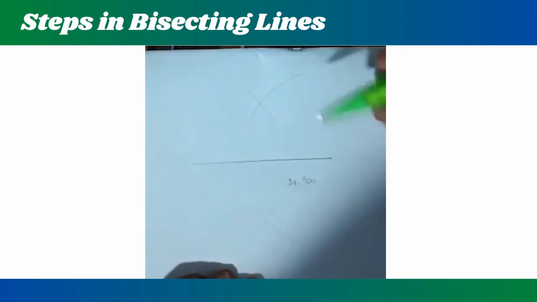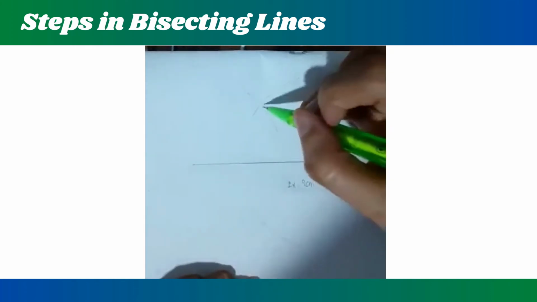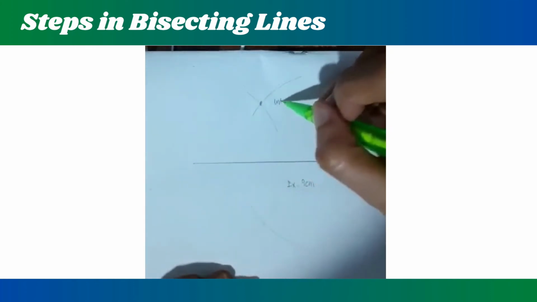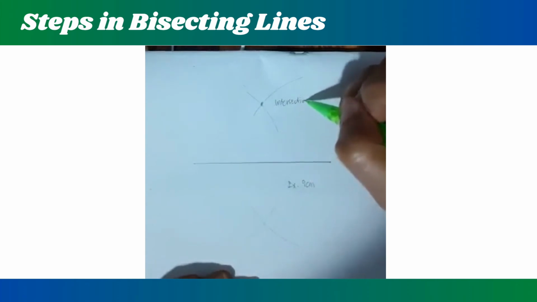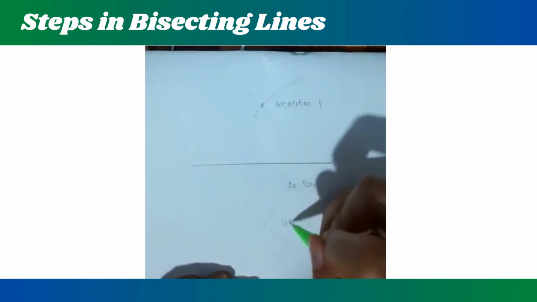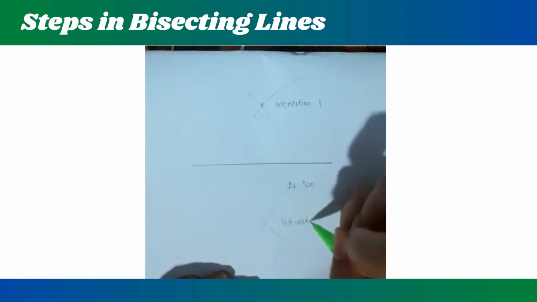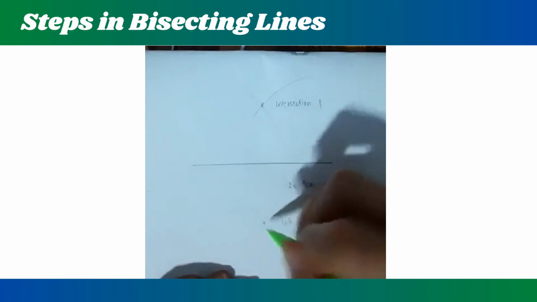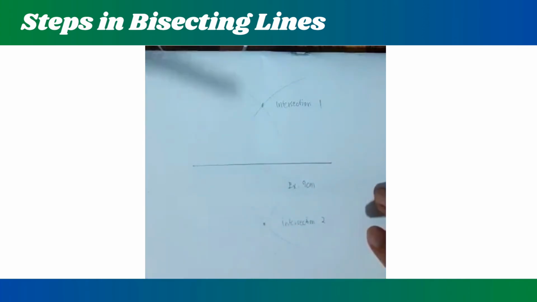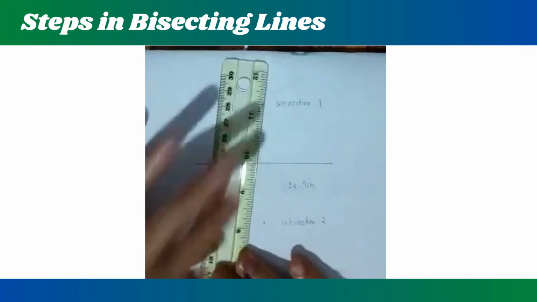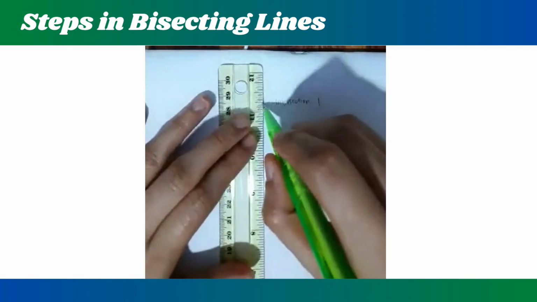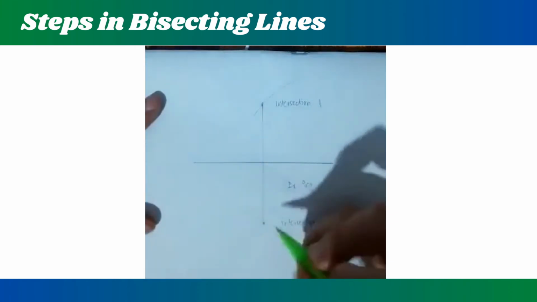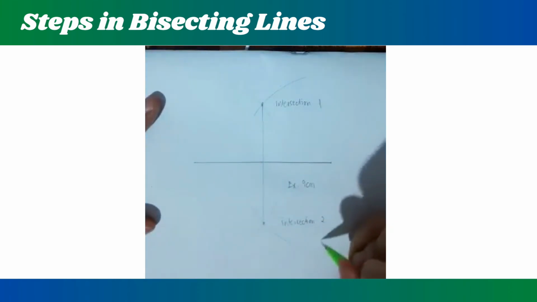And then given the intersections, intersection 1 and intersection 2, now bisect a line by drawing a line from intersection 1 to intersection 2. Now we have a bisected line.